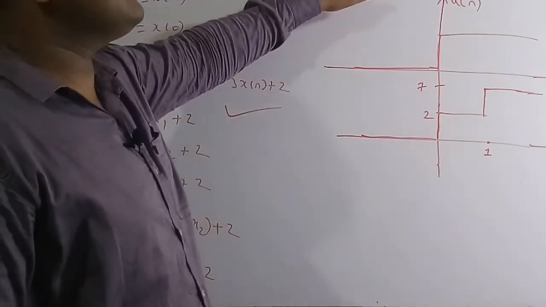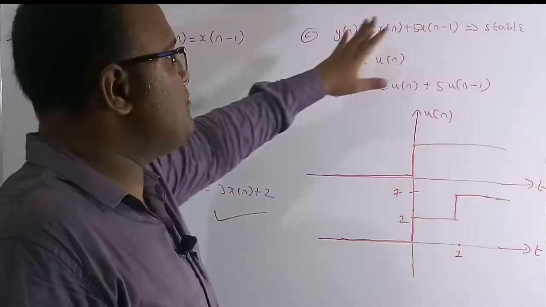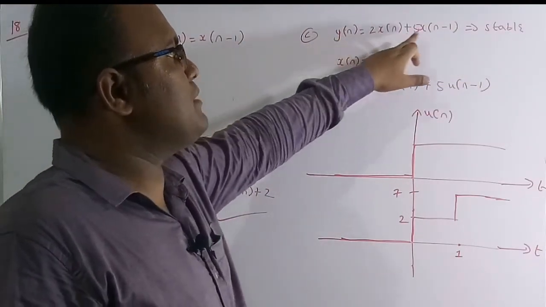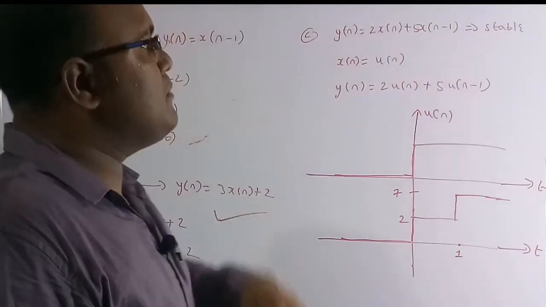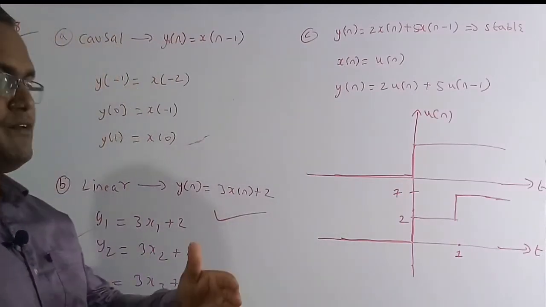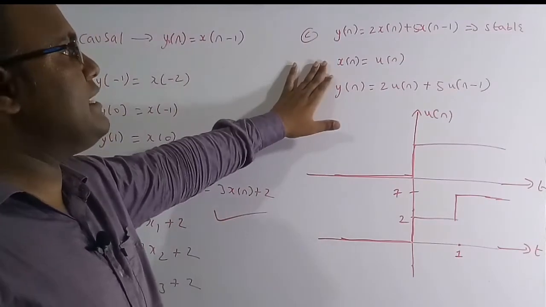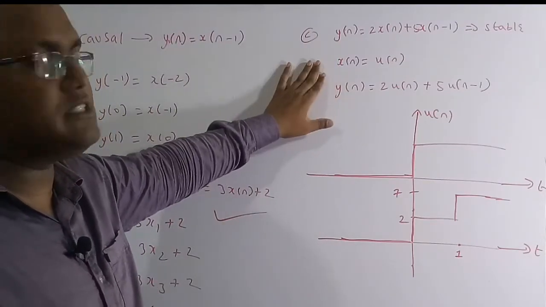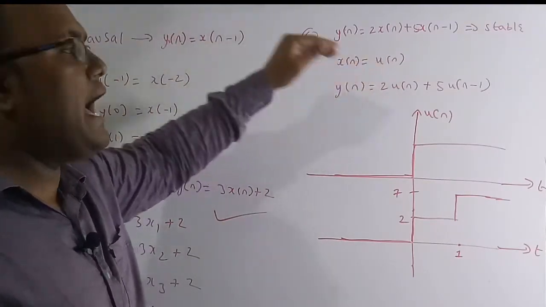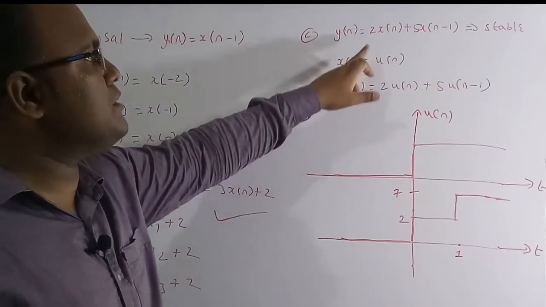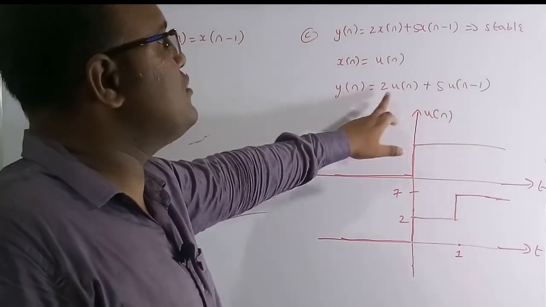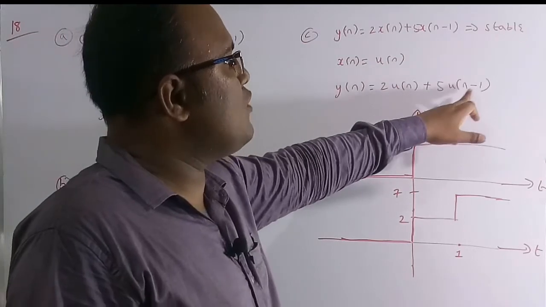In the options, it is given that it is a stable system. The input output relation is y of n is equal to x of n plus 5 into x of n minus 1. BIBO stability tells us that for a bounded input, the output has to be a bounded output. So let me take a simple bounded input, x of n is equal to u of n. The output y of n is equal to, in place of x of n I need to substitute u of n, so 2u of n plus 5 into u of n minus 1.